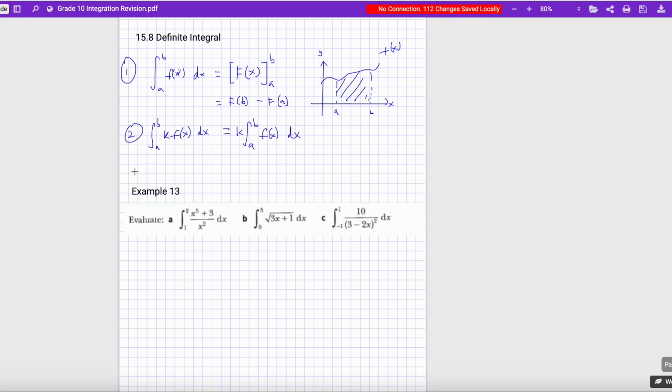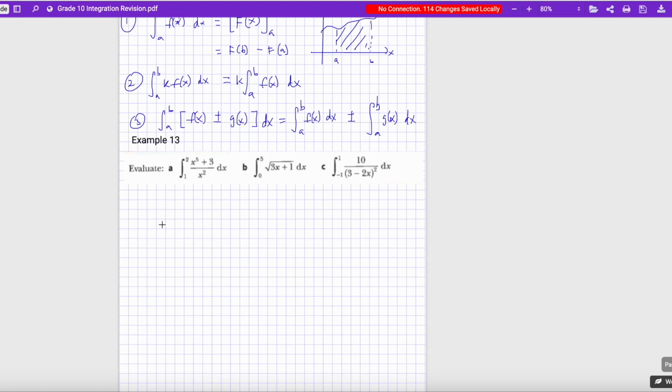All right, rule number 3, very similar to what we've done before. If you're integrating from a to b of, let's say, f(x) plus or minus g(x) dx, similar to the previous example, you can split this up into two parts. So you're integrating from a to b of f(x) dx plus or minus the integral from a to b of g(x) dx. I hope these 3 rules are clear for you and that you can use them for various examples.